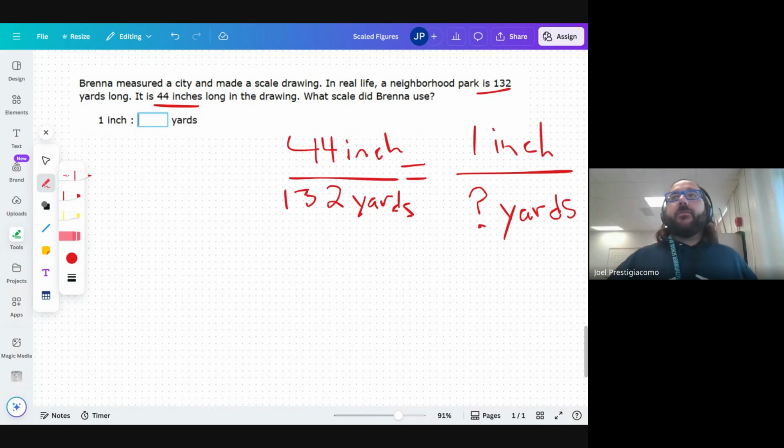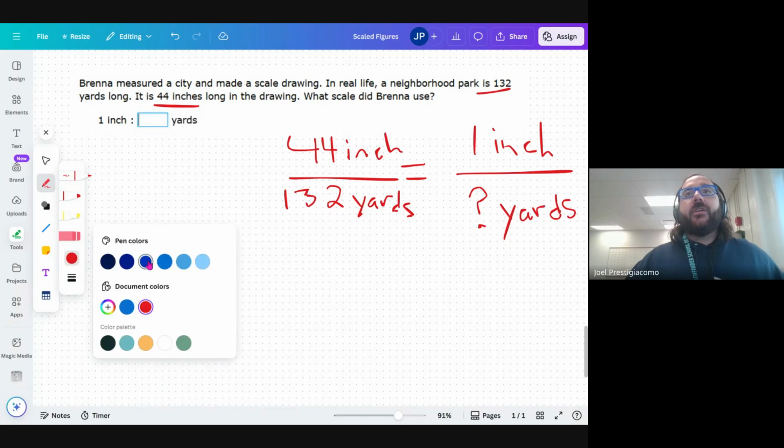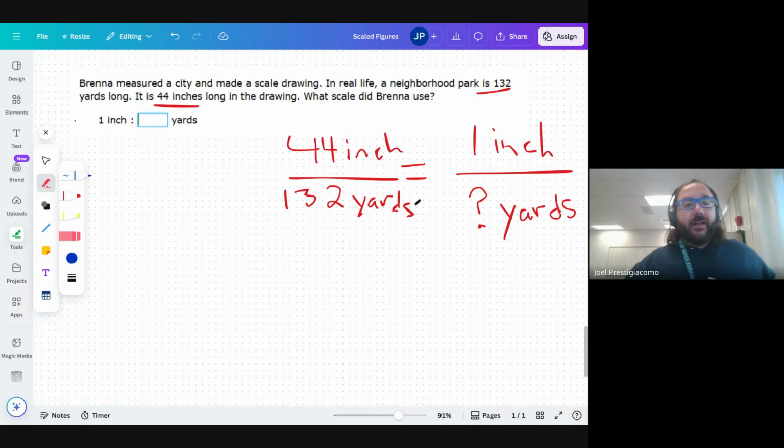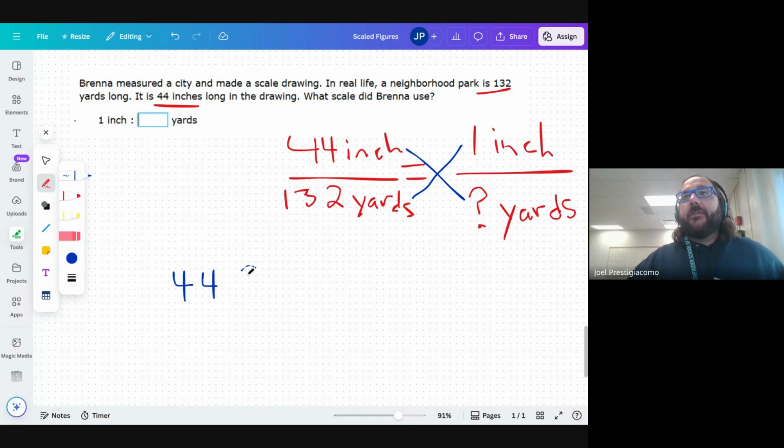So again, there are multiple different ways that we can approach this problem. Again, I'm going to recommend the most general way, which is to use the cross multiplication method. Anytime you're missing one of these pieces, just cross multiply. We don't need to have the units anymore. Okay, we can just use the numbers. So we're going to get 44 times our unknown, and you could give that a name if you want, like X or A, is going to equal 1 times 132.